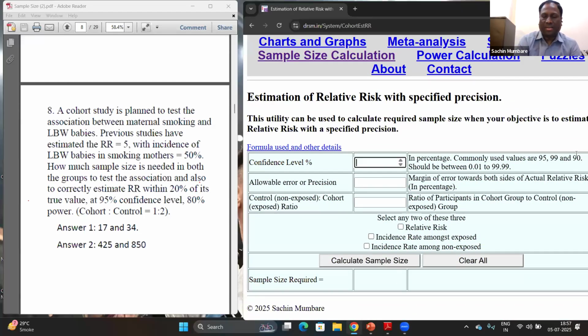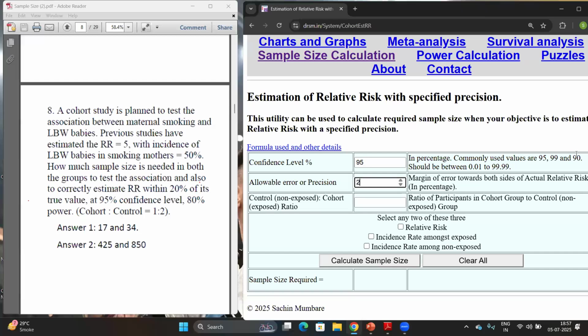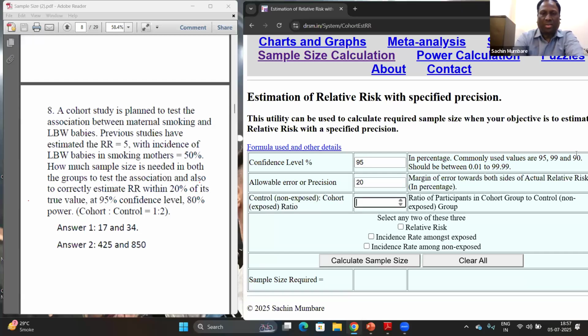Confidence level is how much? 95%. Then allowable error is 20%. Control to cohort ratio is 2. Cohort to control 1:2 means for one cohort there are two controls. So control to cohort ratio is 2:1. You do not need to write the 1 if it is the denominator.